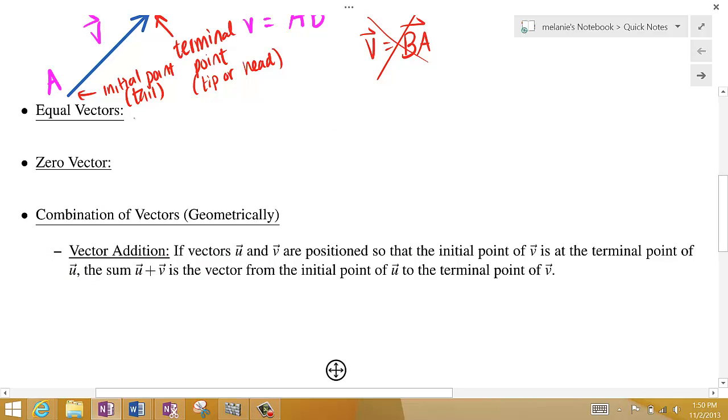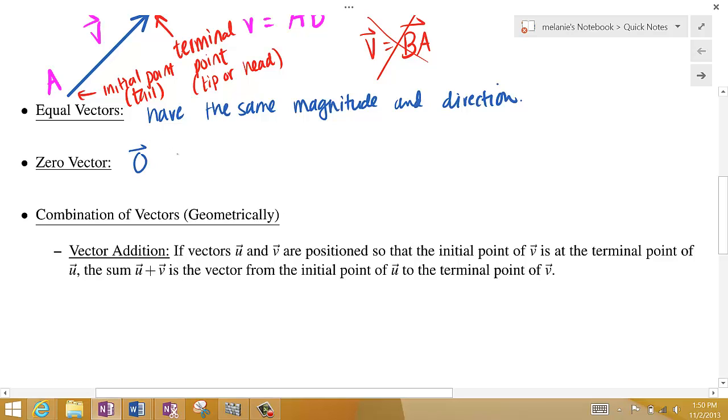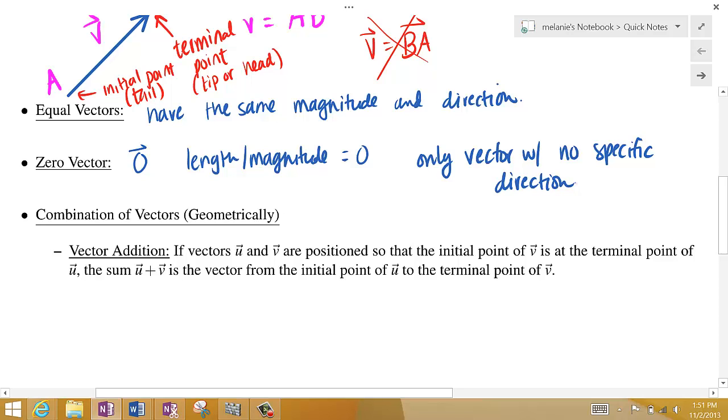Equal vectors. Two vectors are equal if they have the same magnitude and same direction. The zero vector can be written with 0 with a little bar above it or bold in a textbook. The length or the magnitude, same thing, is 0. This is the only vector with no specified direction. It has no specific direction. We may also say that it has every direction because it has no length, it's just a dot. So it can have every direction or no direction.